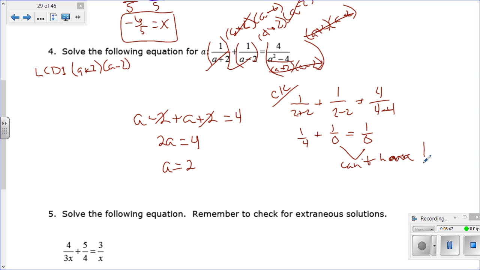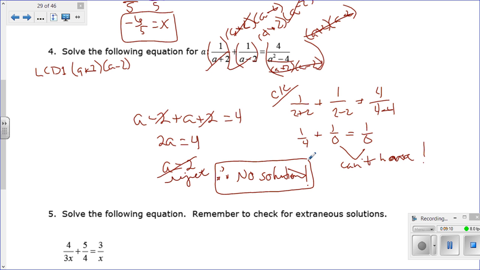Therefore, since this was my only solution, we have to reject it. And my 3 little dots mean therefore. There is no solution. This is what we call extraneous roots.